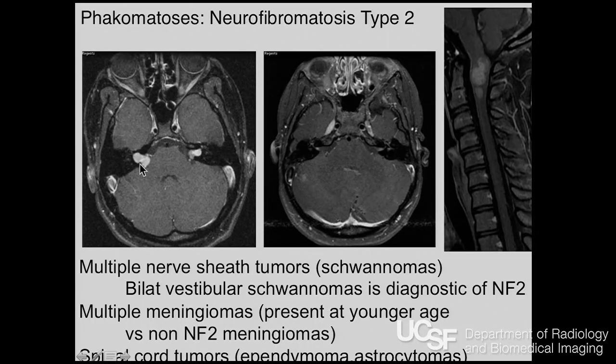In this case, there are bilateral nerve sheath tumors in the IACs. There's also involvement of the trigeminal nerves in Meckel's cave, and this child also had a tumor within the spinal cord or an ependymoma.